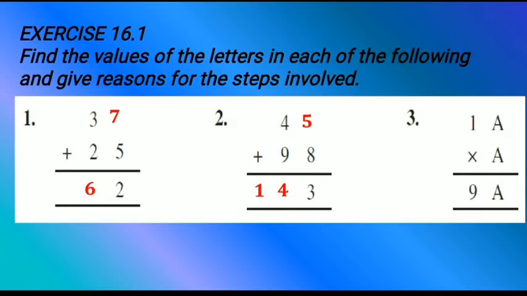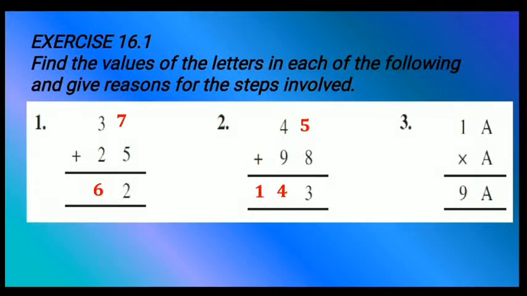In a similar way, we now have multiplication. 1A multiplied by A gives you 9A. Here you are multiplying a number with itself and getting the same number in the ones place of your answer. So A multiplied by A, whose square has the same number in its ones place, can only be 6 or 5.